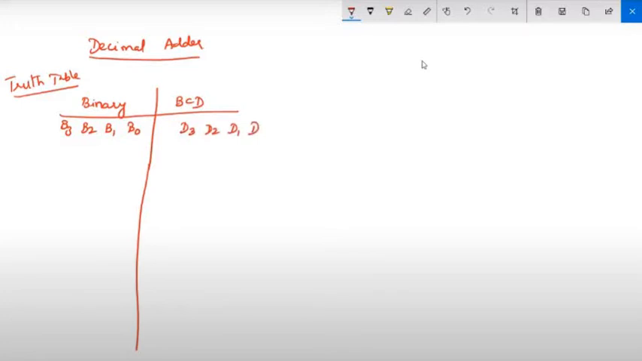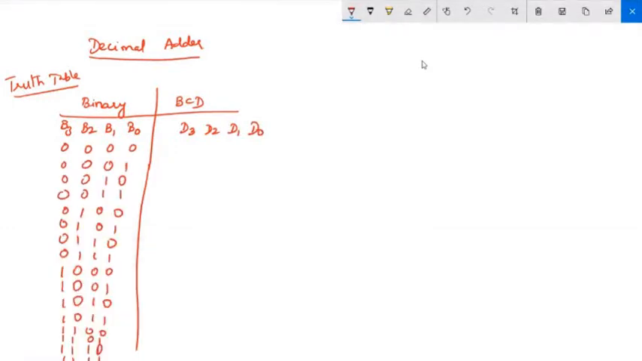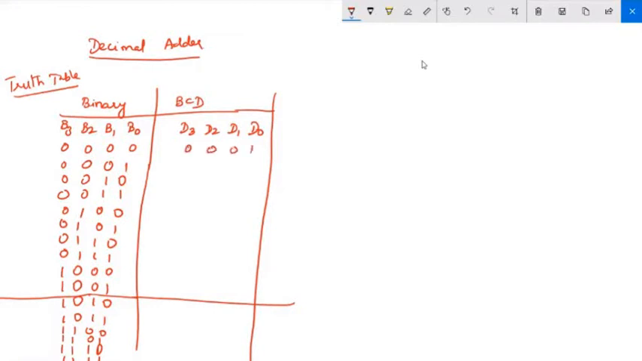and D1 and D0. Since we have 4 inputs, we will have 16 combinations, right? From 0000 till 1111, right? So we have written all the 16 combinations. What about the binary and the BCD equivalent till number 9? There won't be any difference between your binary and BCD because the BCD number also has 0 to 9. So till 9, 1001, there won't be any difference between the binary and the BCD. So the output remains the same from 0 till 9.